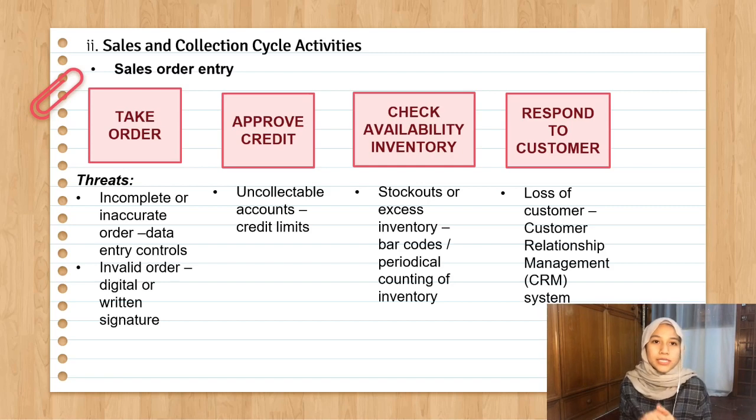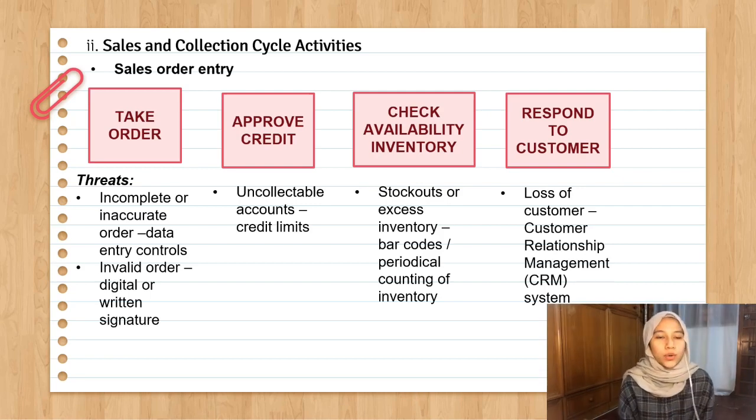Okay, so the second threat is during the approval of credit. So the threat is uncollectible accounts. This can be prevented by setting credit limits, as we get to set a certain amount of orders that we think the customer can afford.